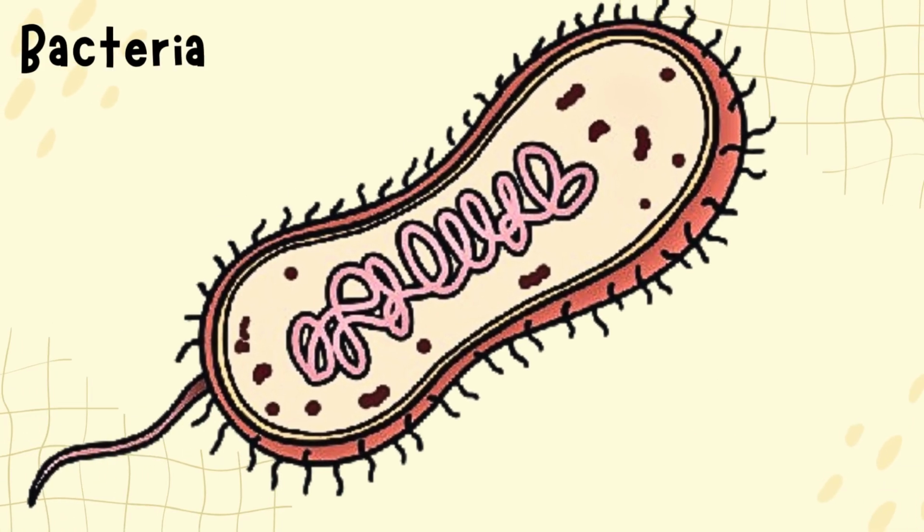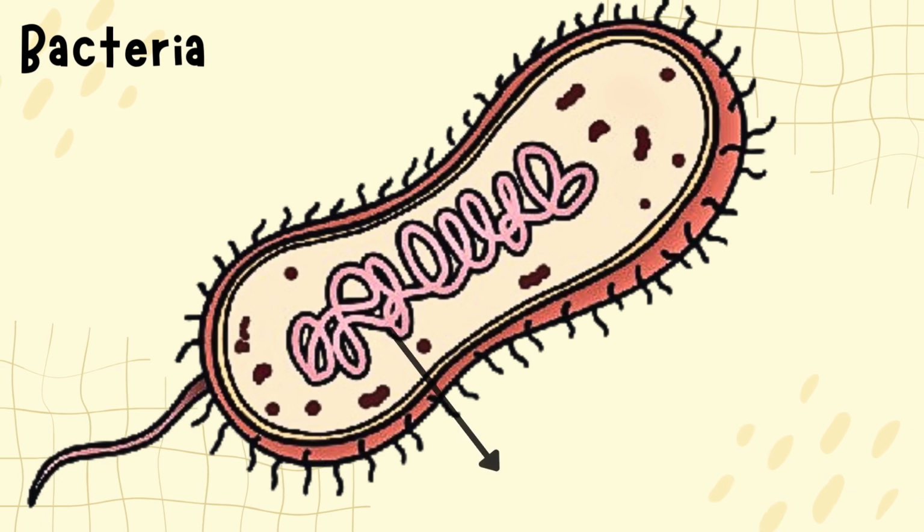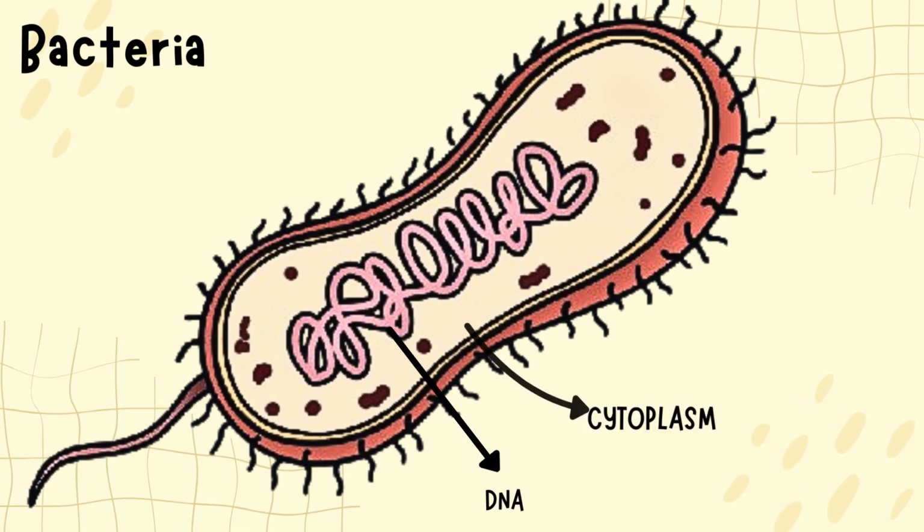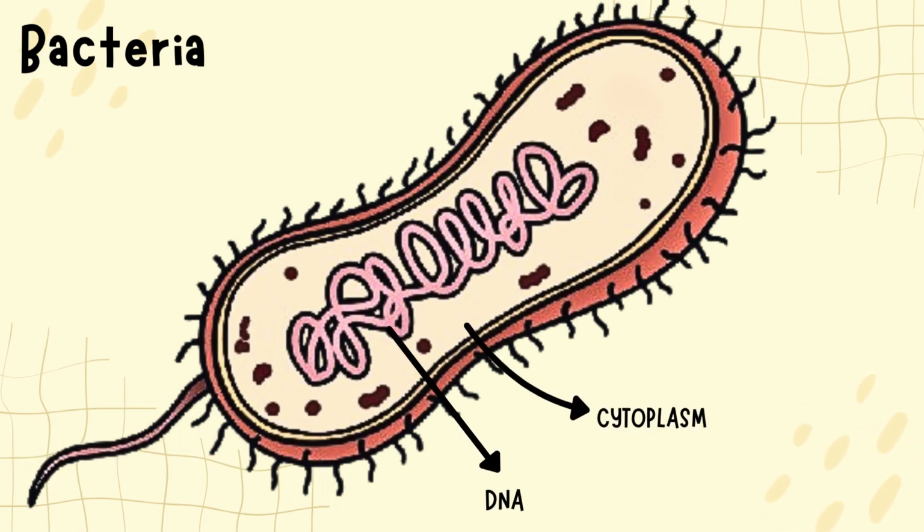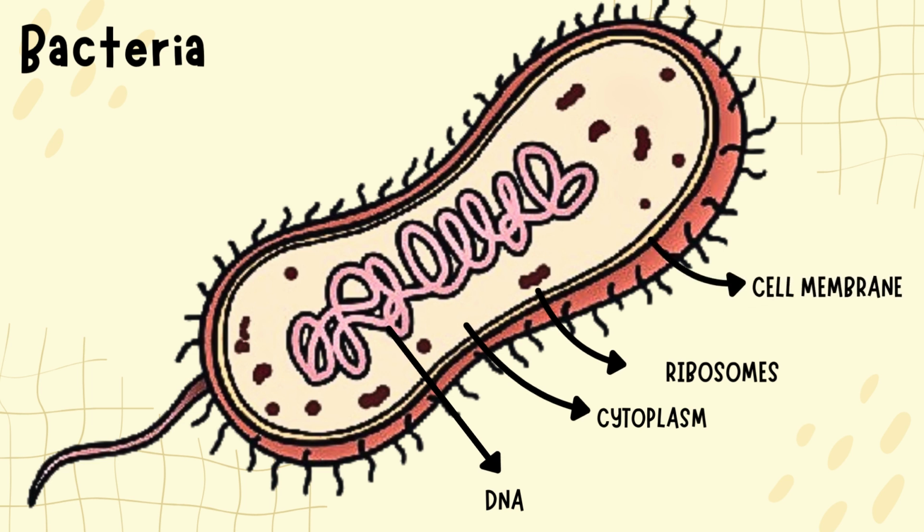Bacteria is a prokaryotic cell, which means that it doesn't have a nucleus, so it has one circular chromosome free in the cytoplasm. It has ribosomes, it has a cell membrane, it has a cell wall, and some bacteria secrete a layer of polysaccharides around the cell wall, forming a capsule.